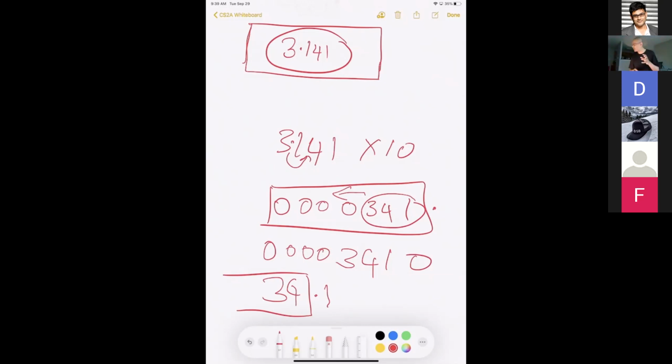What time is it? Oh my gosh, it's 9:40 already. We've got like 15 minutes left?